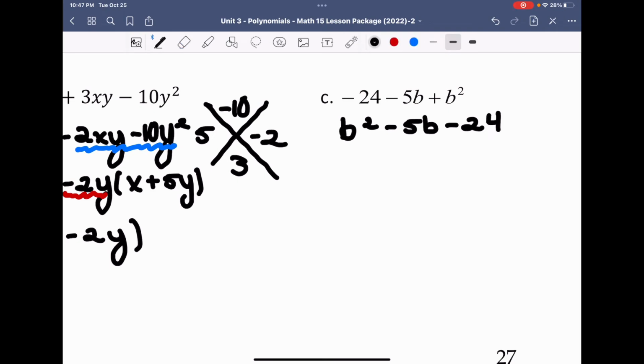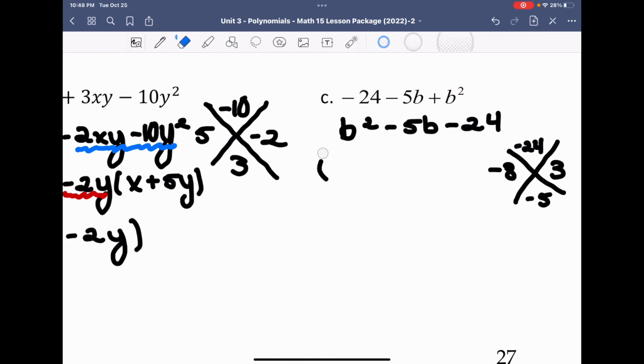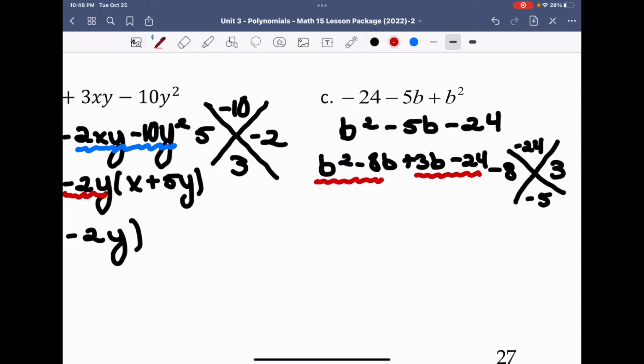There we go. Now we realize we have to multiply to make that outside number, or negative 24, and add to make the middle number of negative 5. Well, the two numbers I can use for this are negative 8 and 3, because negative 8 times 3 is negative 24, and when I add those I get negative 5. Therefore, my solution here is, well, I should rewrite out the middle term here: b squared minus 8b plus 3b minus 24. If I factor this by grouping, I group my first two, group my last two.